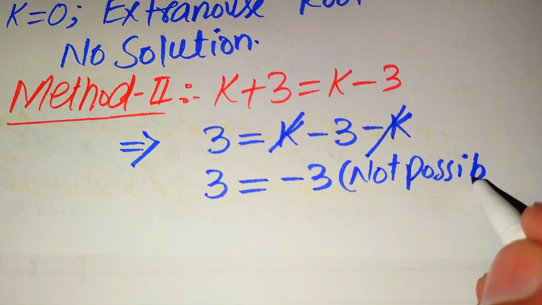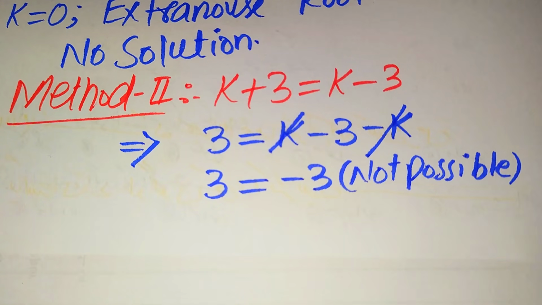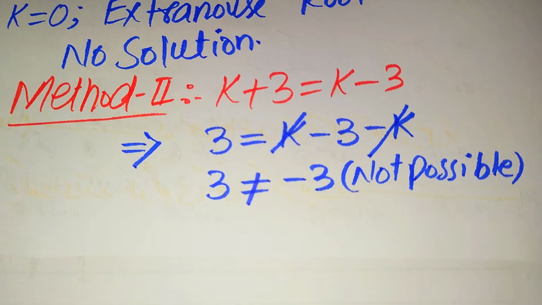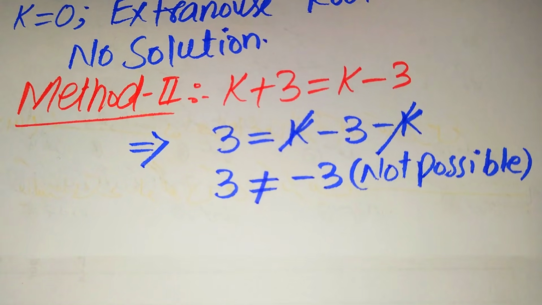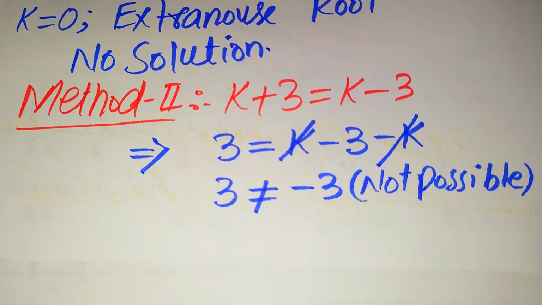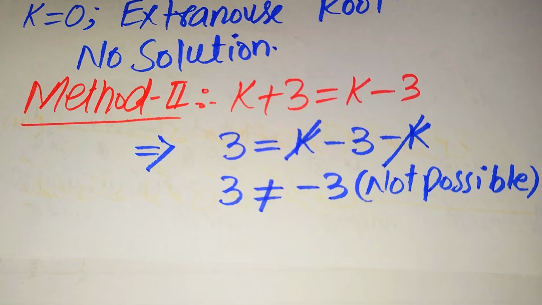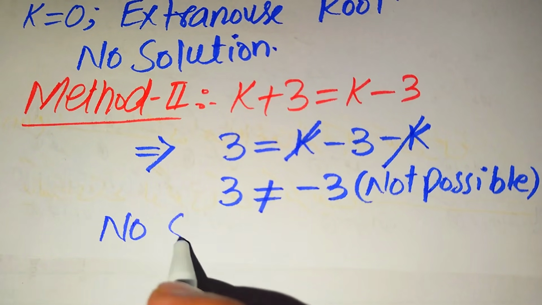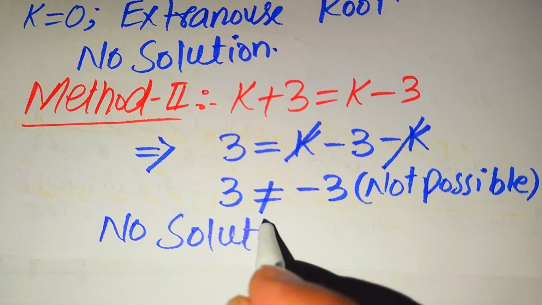It is not possible that positive 3 is equal to negative 3, because in general both of these two values are not equal. So if these two values are not equal, this concludes that in the second method the value of k does not exist, or in other words we say that we cannot get any value of k which satisfies our given question statement. So this concludes that this question has no solution in general.